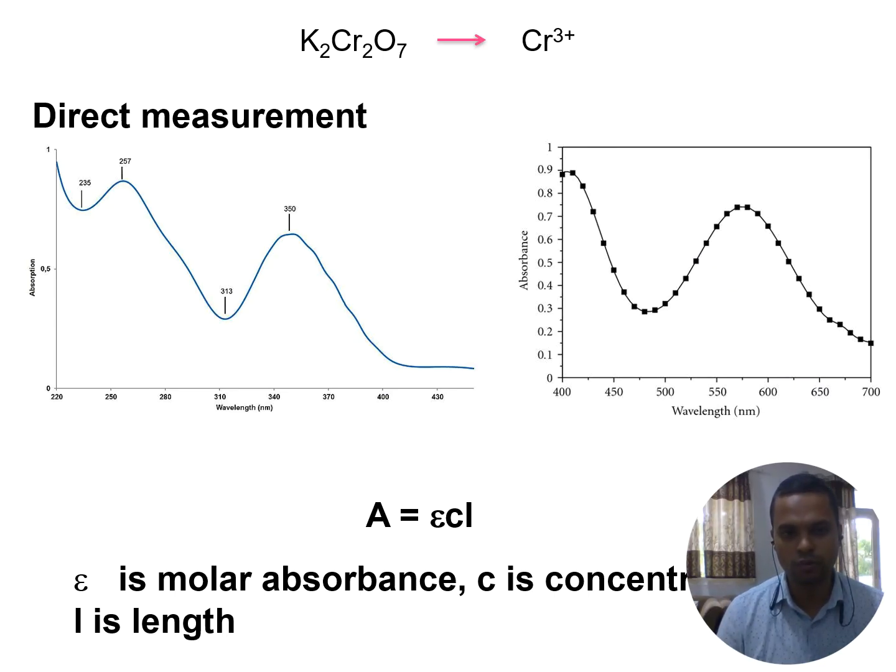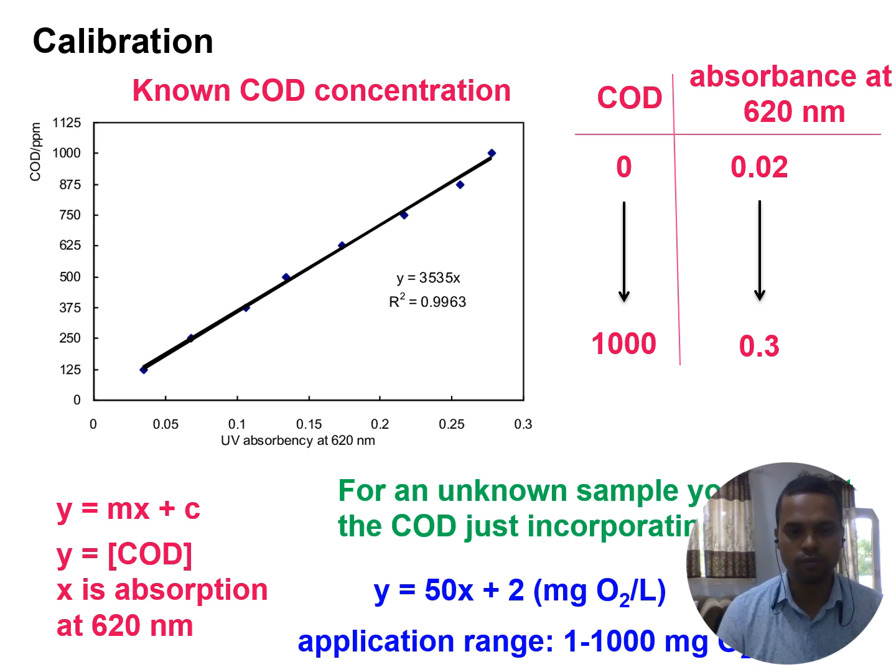Chromium 3 absorbs over here, so you can directly check. This is the absorption over here. So as I was saying, Beer's law, absorption equals epsilon CL. You know the epsilon, you know the absorption from this value on the y-axis, and L is the length of the sample holder or sample vial, and then we directly get the C value, so how much is being produced. So this is very important.